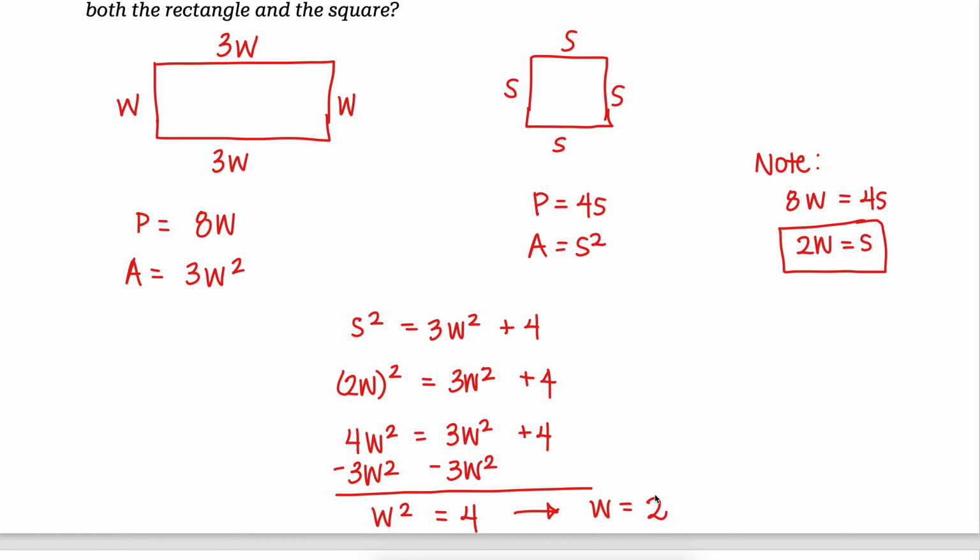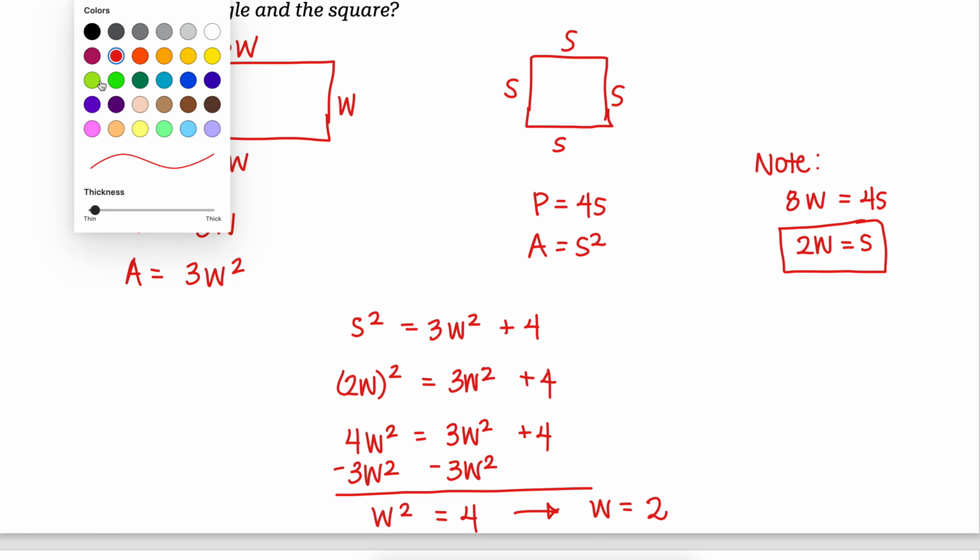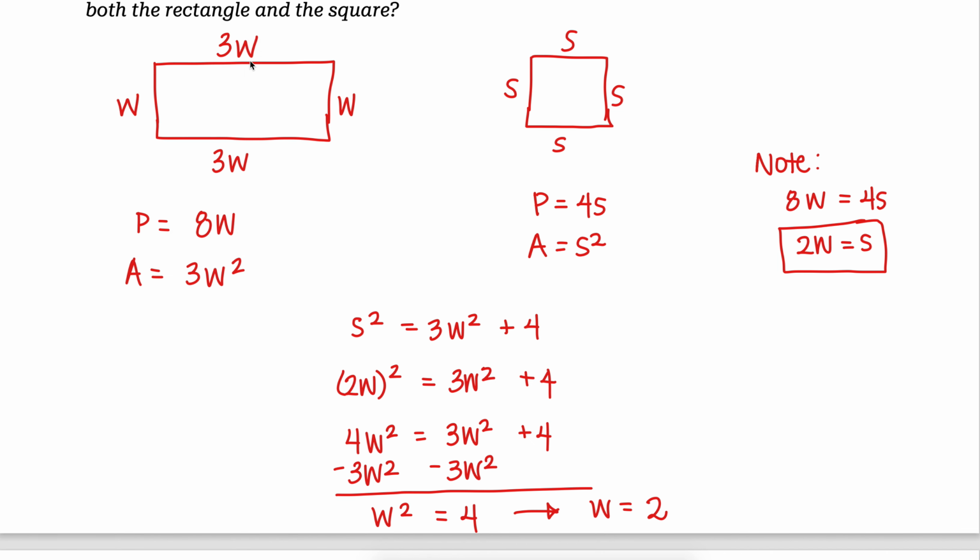Now, if W is positive 2, we can go ahead and find the dimensions of the rectangle and the square. The rectangle, it's W by 3W, so that means it's a 2 by 6 rectangle. For the square, we know that the side of the square is 2W, so it's a 4 by 4 square. And there's our dimensions.